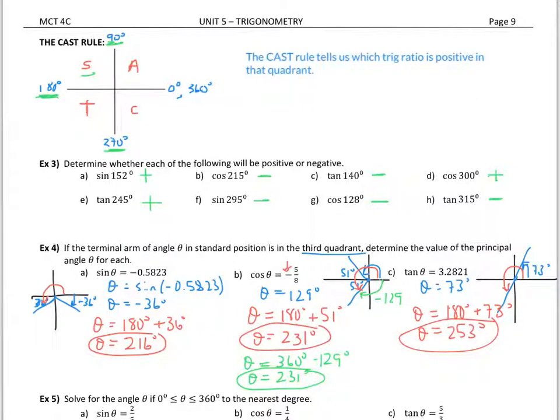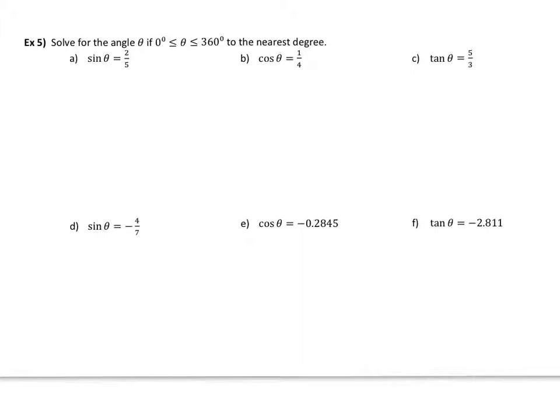Okay. Whew. So that's where the CAST rule comes to be quite important, and it becomes even more important with example 5. Solve for the angle theta if theta lies between 0 and 360 to the nearest degree. So my sine of angle theta is 2/5. It's a positive value. 2/5 is really 0.4. I know that the sine is positive in quadrant 1 and in quadrant 2.